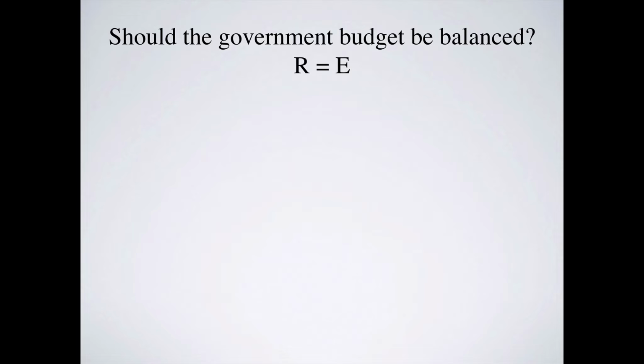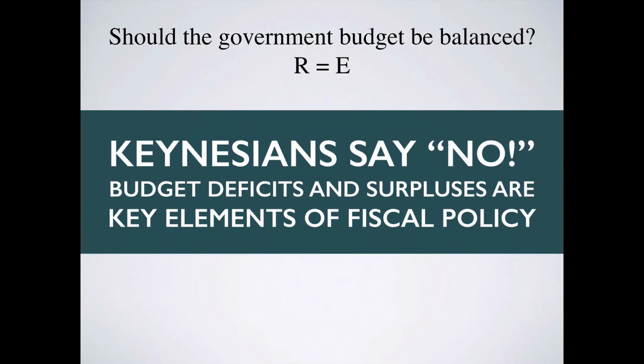Okay, so the next question is: should the government budget be balanced? Should revenue equal expenditure? Should R equal E? Keynesians would say no. Budget deficits and surpluses are key elements of fiscal policy. They are tools. We wouldn't want to be without them, right? If revenue and expenditure was always equal, if the budget was always balanced, we wouldn't have those tools. All right, let's explore how they work.